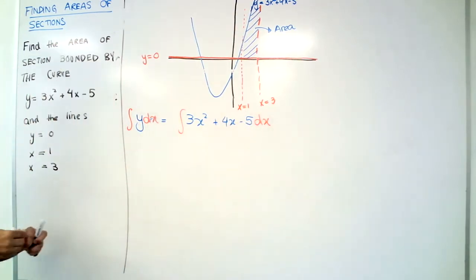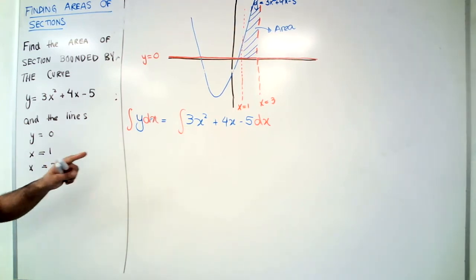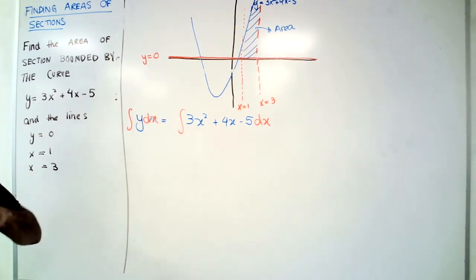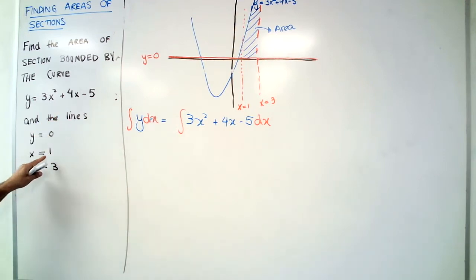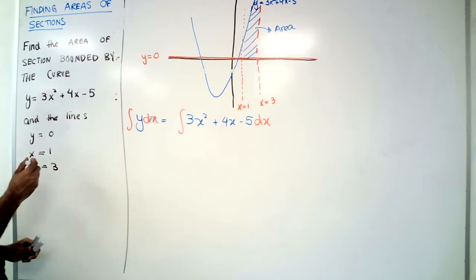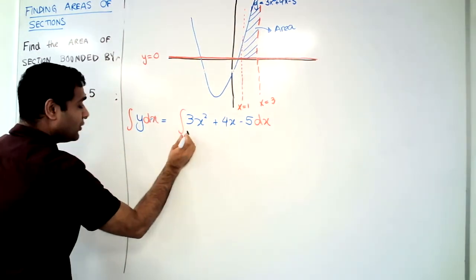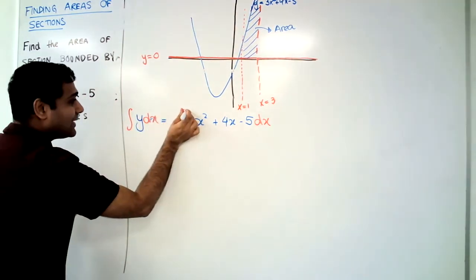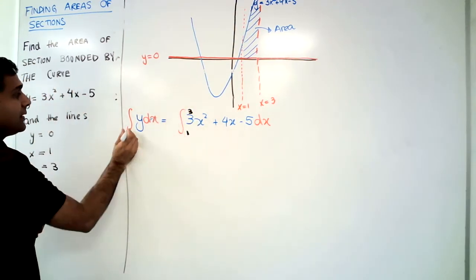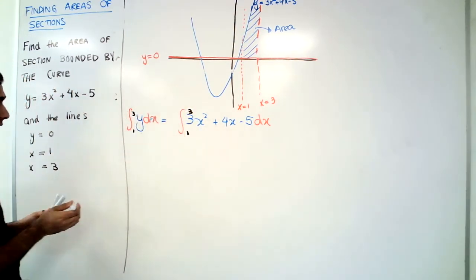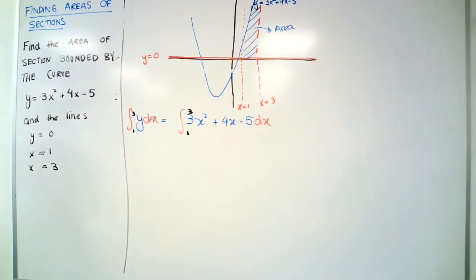Because I'm integrating with respect to x, I will apply the limits, because I don't want the whole area. I want x starting from 1, that's the lower limit, and x ending at 3, that's the top limit, 1 and 3. Now, when you have the limits, there is no constant. The constant of integration doesn't appear because we need a definite value.